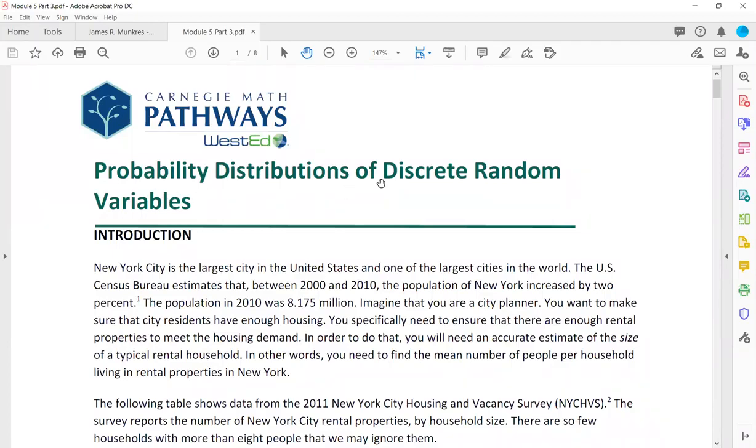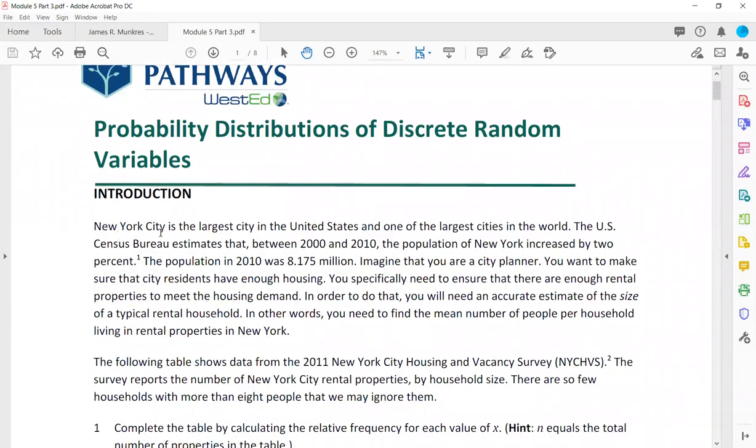Probability distributions of discrete random variables. Introduction. New York City is the largest city in the United States and one of the largest cities in the world. The US Census Bureau estimates that between 2000 and 2010, the population of New York increased by 2%. The population in 2010 was 8.175 million. Imagine that you are a city planner.